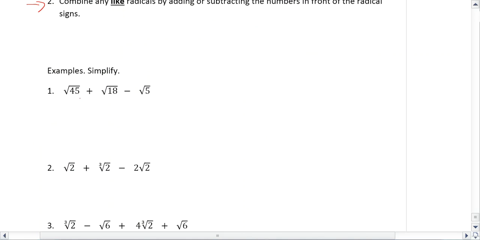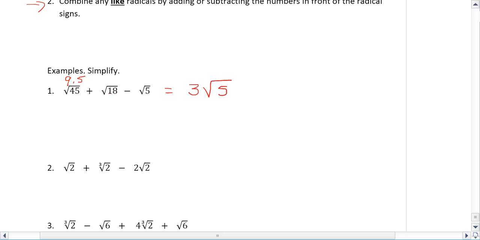Looking over example 1, it doesn't look like there's anything we can do with adding and subtracting because none of these are alike. So let's do that step 1 first. Let's simplify. And you can either make a factor tree for 45, or perhaps you've already noticed that 45 is the same as 9 times 5, 9 being the perfect square of 3, so the 3 comes out in front. So that simplified is 3 square root 5.